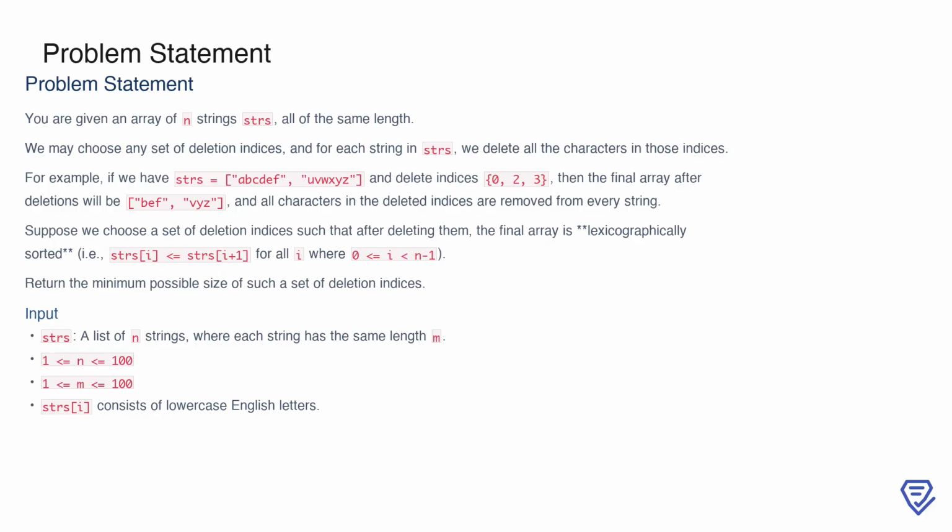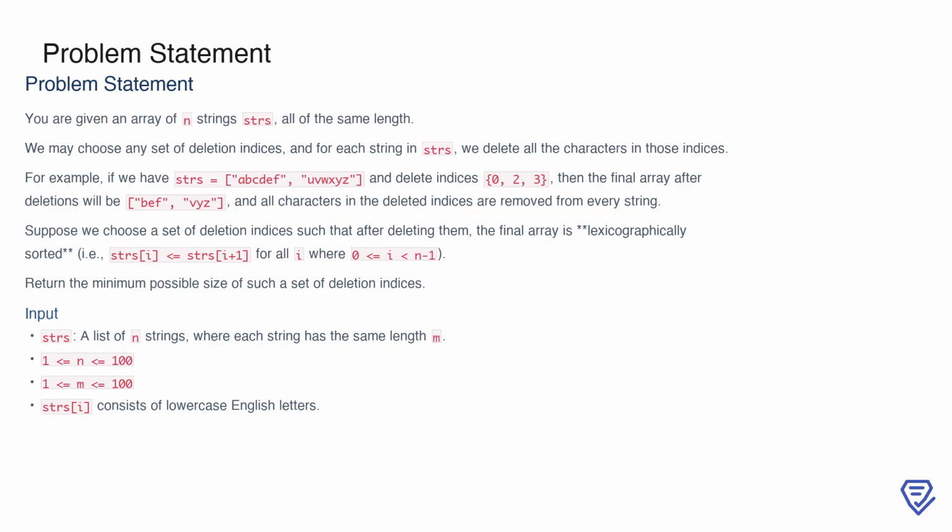In this problem, we are given an array of strings called strs, where each string in the array has the same length. Our goal is to determine the minimum number of columns we need to delete so that the resulting array becomes lexicographically sorted. A column, in this context, refers to characters at the same index across all strings in the array. Once we delete a column, all the characters in that column are removed from every string. For example, if strs consists of the strings abcdef and uvwxyz, and we delete the columns at indices 0, 2, and 3, the resulting strings will be bf and vyz.